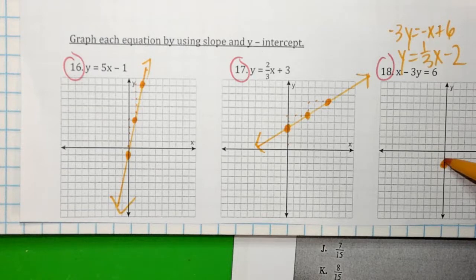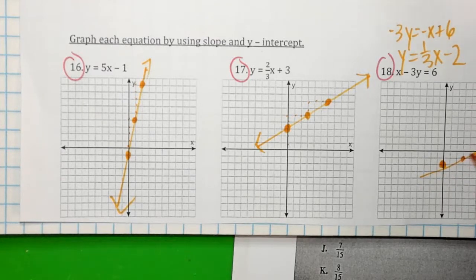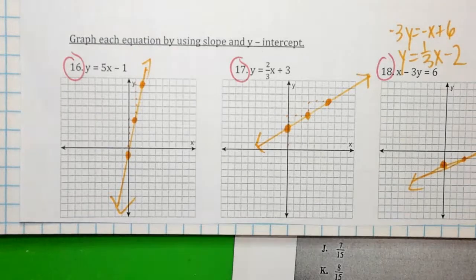Alright, so I go down 2 and then I go up 1, right 1, 2, 3. Up 1, right 1, 2, 3. How many of us got all 3 right? If 2 people at your table got all 3 right, give your team 2 points. If everybody got them right, 4 points.